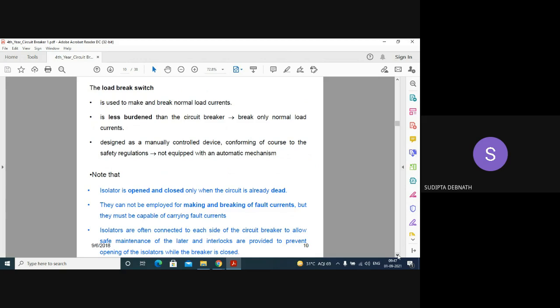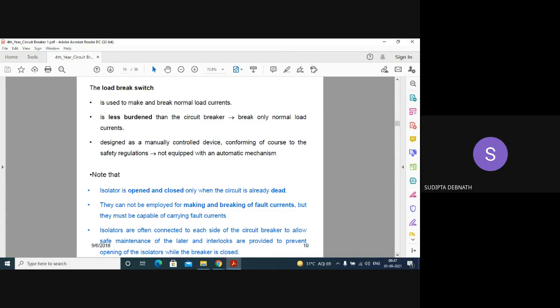Load break switches or isolators are used to make and break normal current, which is less burden than the circuit breaker. They break only normal currents because they do not have any function during a fault. That function is performed by the circuit breaker. It is designed as a manually controlled device, conforming, of course, to the safety regulations, not equipped with an automated mechanism. It is simply manually operated.